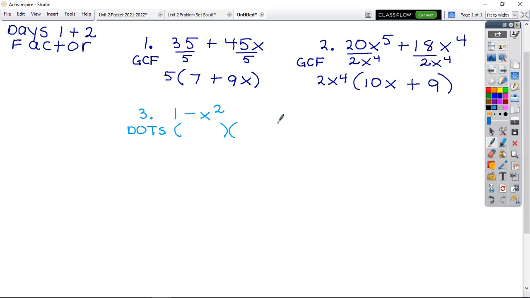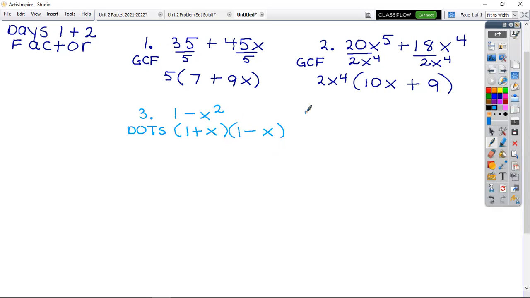You do this and alternate your signs. So square root of 1 is 1, and it goes first because it was written first. And I go plus and minus, and then the x squared just becomes x and x. Okay.